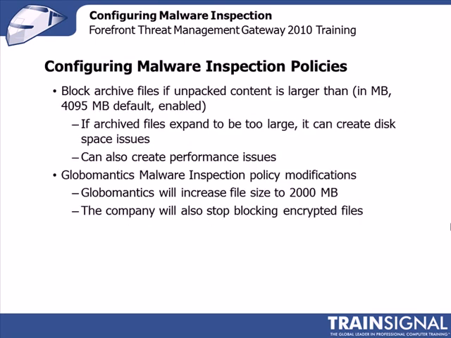Before we move over for a demonstration of how the malware inspection feature works and to make configuration changes to meet Global Mantic's company policy, there's one more setting to discuss, and this is the file size at which we want to block archive files. Simply put, if an archive file's unpacked content is larger than, by default, 4 gigs, Threat Management Gateway will block that file.